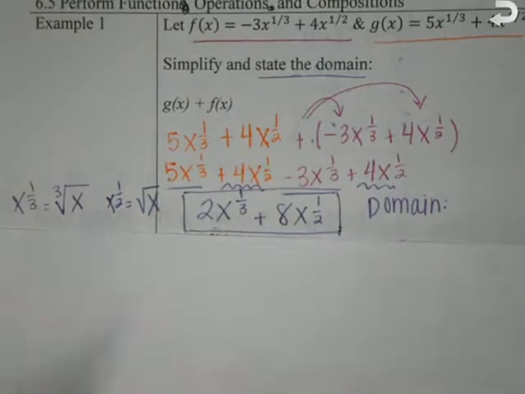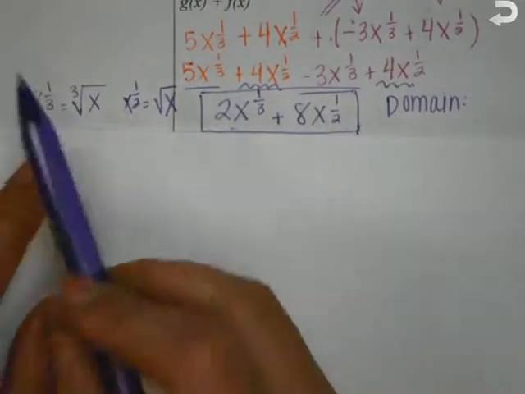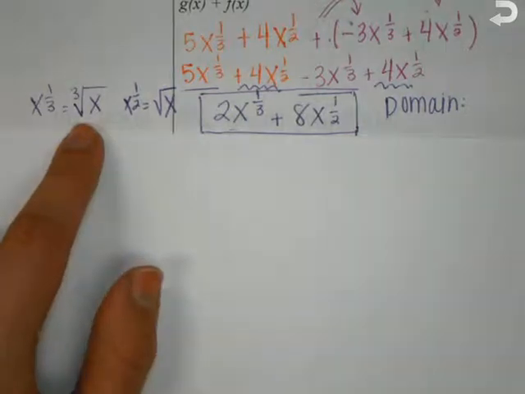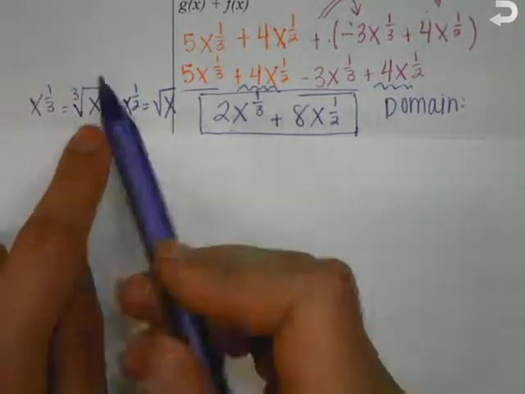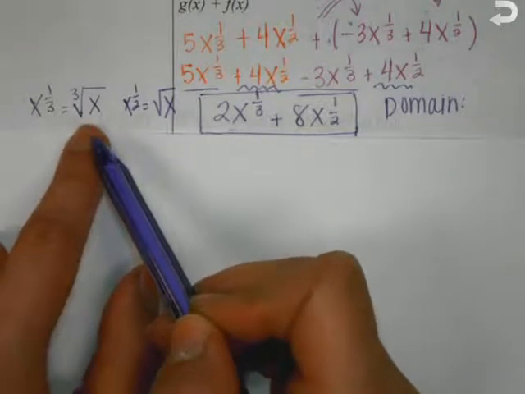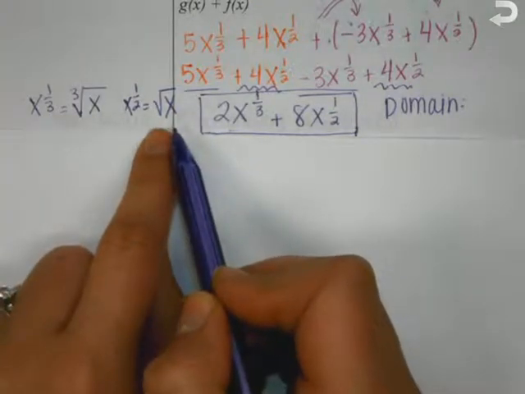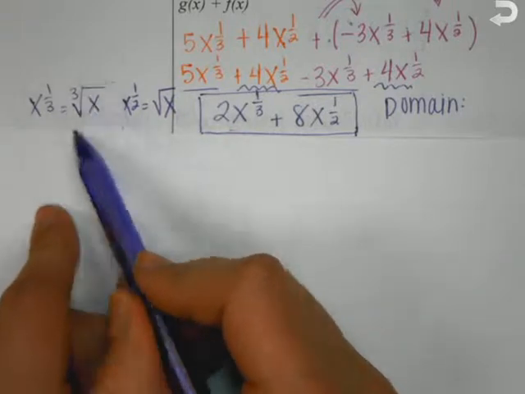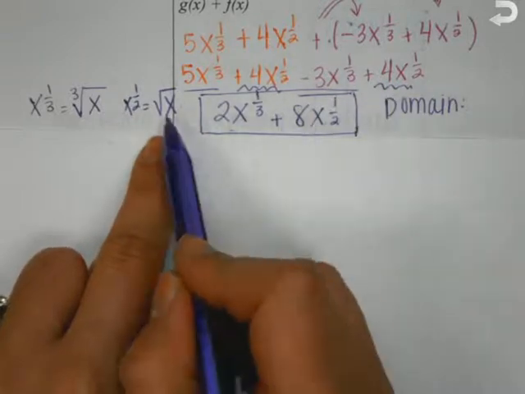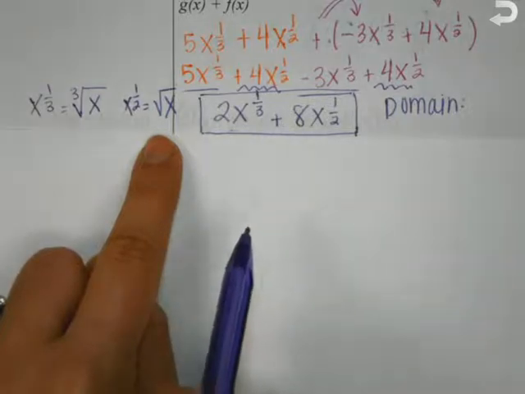So domain has to do with where are my x's restricted. So if I have an x to the 1/3 or a cube root of x, is that restricted ever? Can I plug in negative into a cube root? Can I take a cube root of a negative? Yeah, I can. Can I take a square root of a negative? No. So our x to the 1/3 is not restricted, but our x to the 1/2 is. How would that be restricted? Has to be positive, or could it be 0?